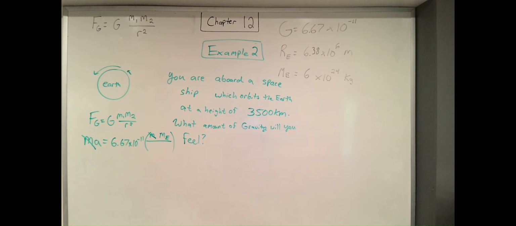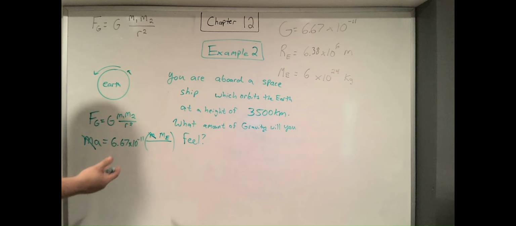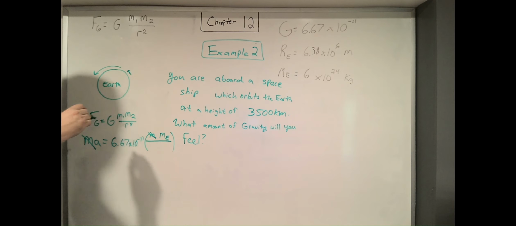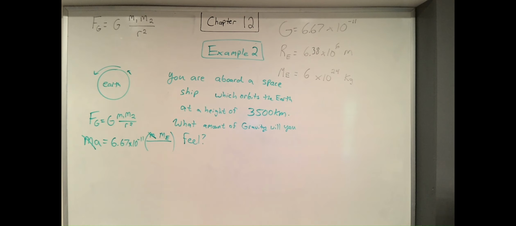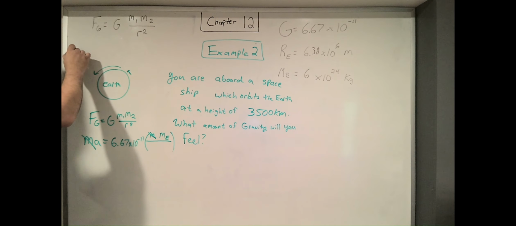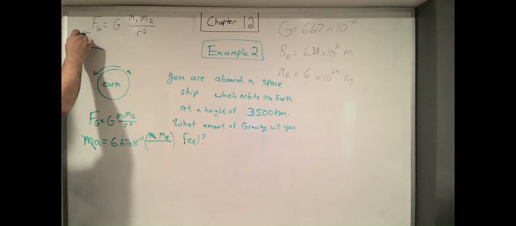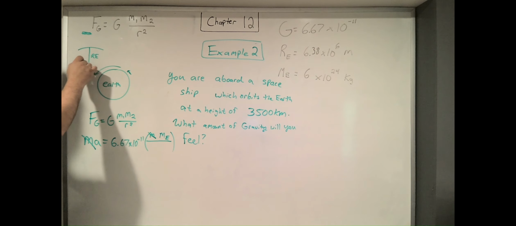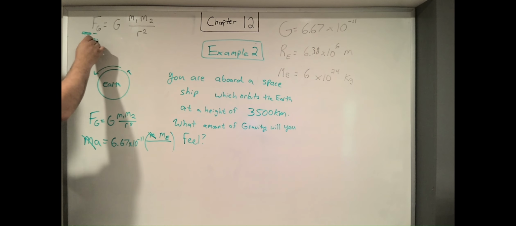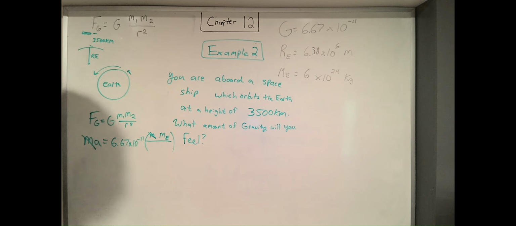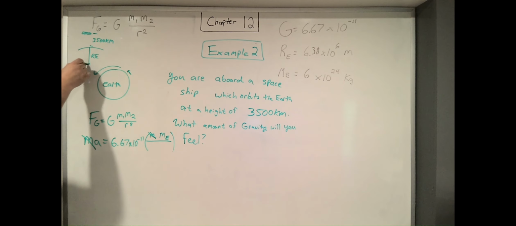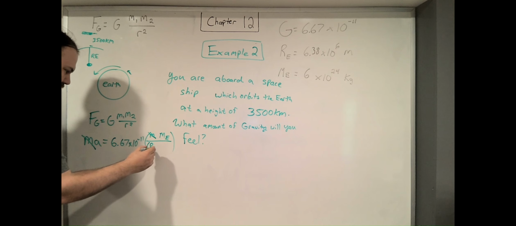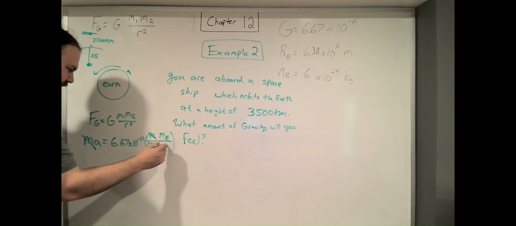Now the radius is no longer the radius of the Earth. We have to think, right? We are no longer on the surface of Earth. So what is the distance between our center of mass in our spaceship and the center of mass of the Earth? Well, if we zoomed in, this is your spaceship up here, right? This is the radius of the Earth, and this is your 3,500 kilometers. So the total radius from here to here would be the radius of the Earth plus 3,500.